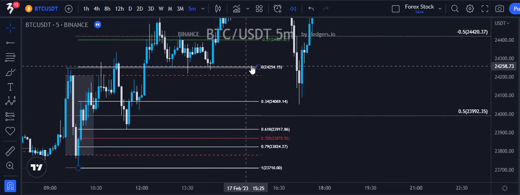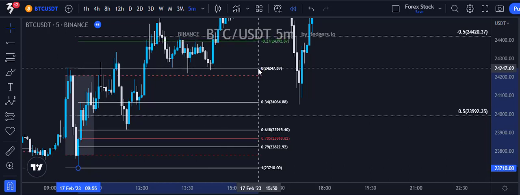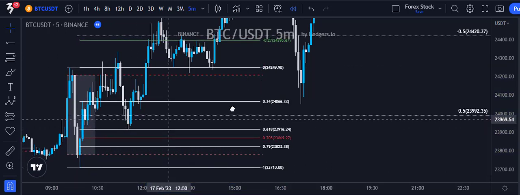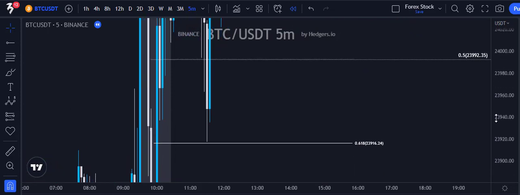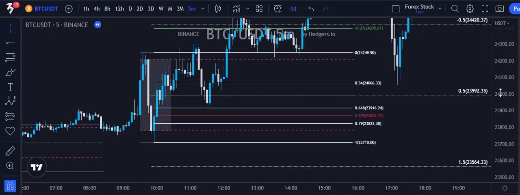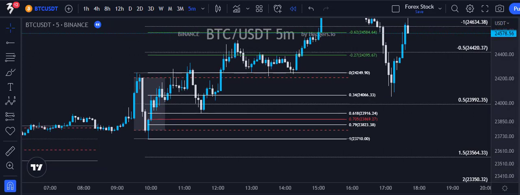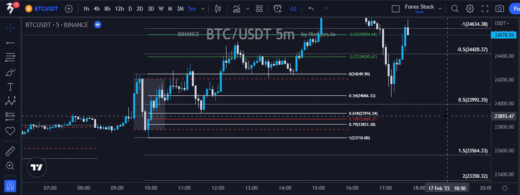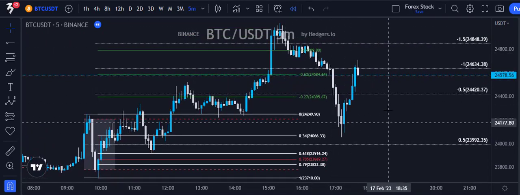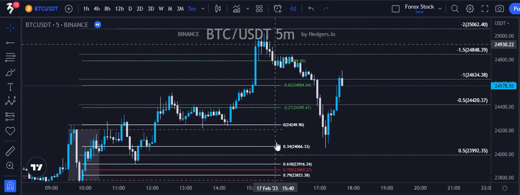Okay. Yeah, slightly here. But still it's front run. But you can use it for more confluences if you want. Okay. Optimal trade entry gives you the target as well. You see 1, 2, 3, three targets.